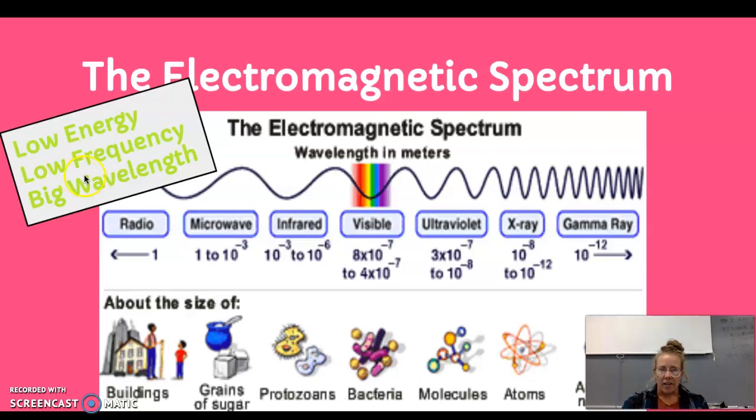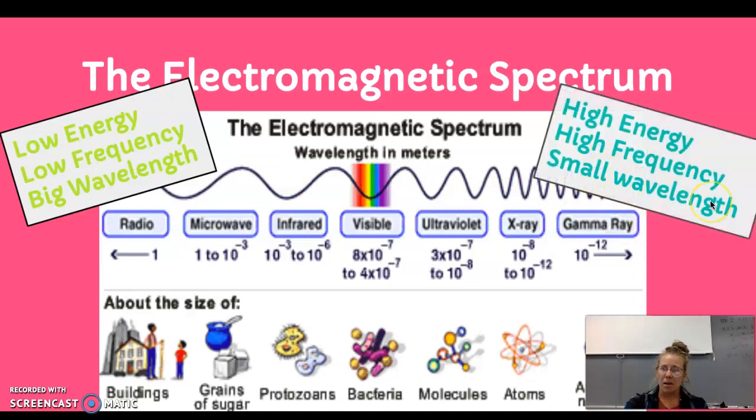And then on the other end, as our waves start to get smaller and smaller, gamma waves are the opposite. They're the smallest wavelength, right? They have all the opposite characteristics. Small wavelengths mean that they're really high energy. So again, that's the inverse of one another. They have high energy and a high frequency. There's a lot of waves passing by a given point over a certain amount of time because they're so small.